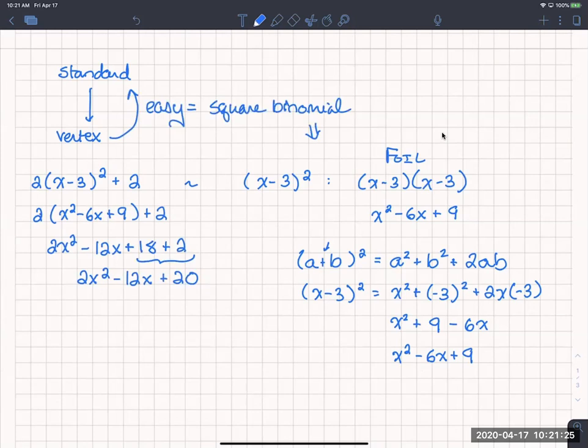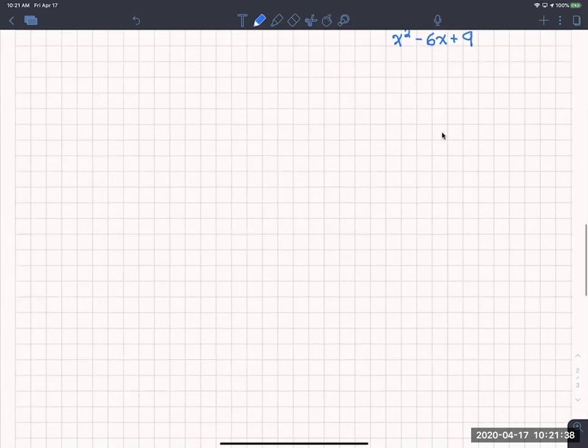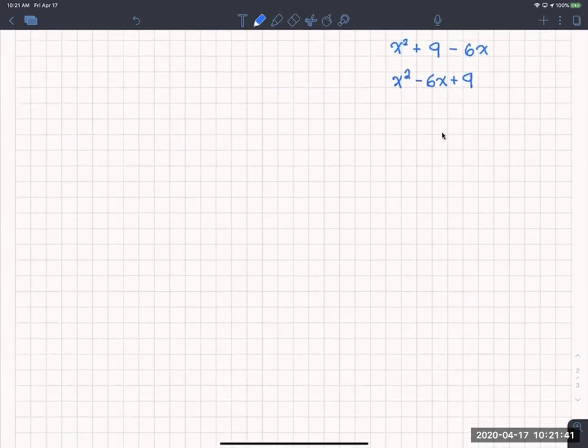Now, going from standard to vertex is difficult. It's not as straightforward. Now, let's take, for example, there's 2 ways to do it. And the way I would prefer you to do it is called completing the square.